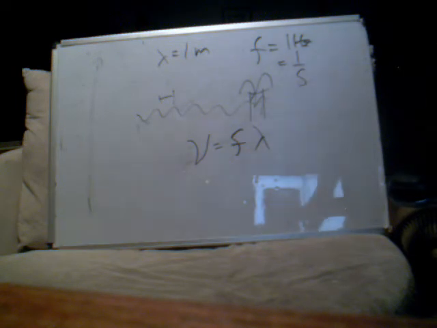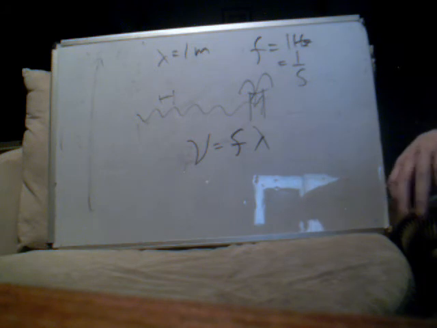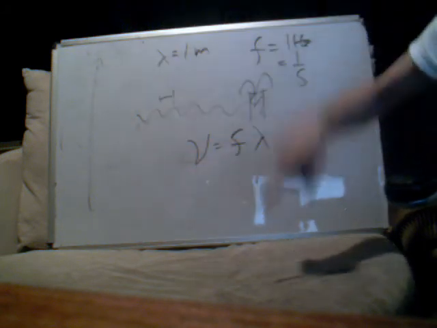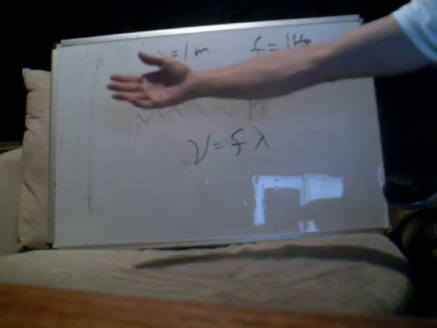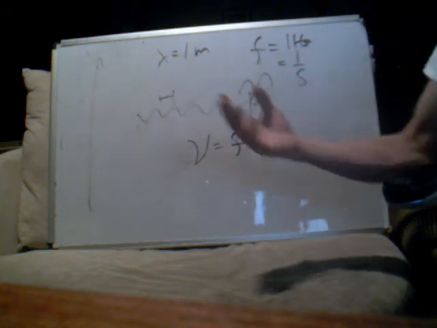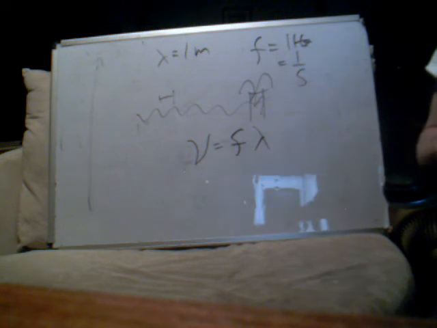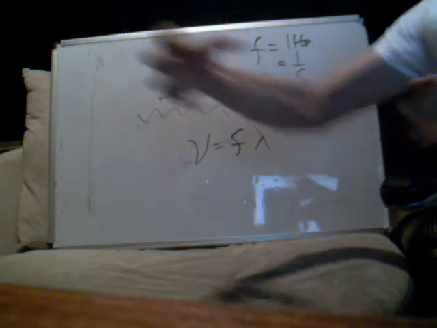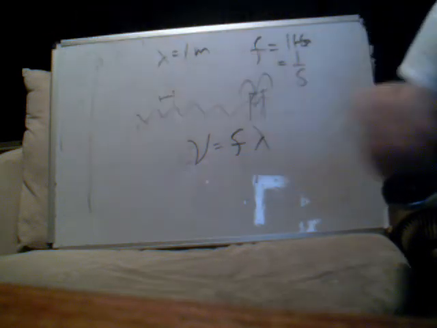In any case, we saw that some waves are transverse, right? The energy oscillates in a direction other than the distance that the wave itself is traveling. But some waves are longitudinal, meaning the energy bunches up in the direction that the wave itself is moving.